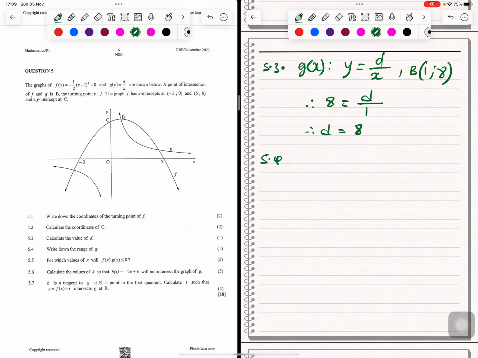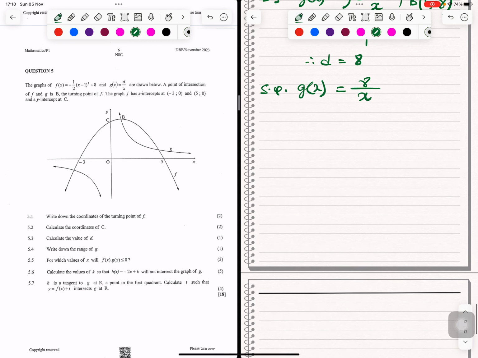So 5.4, they say determine the range of G. Okay, so that means the graph of G is y equals D, which is 8 over x. So they want the range of this. Normally, the range is affected by the value of Q if the graph is taken upwards or downwards. But in this case, it's just a grade 10 hyperbolic graph, where x is not defined at 0.